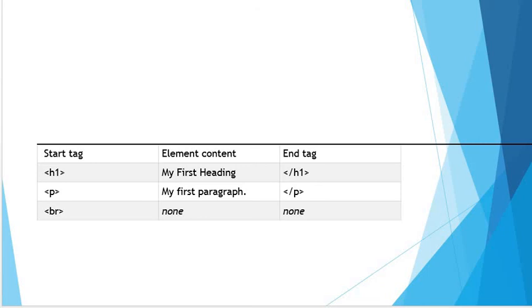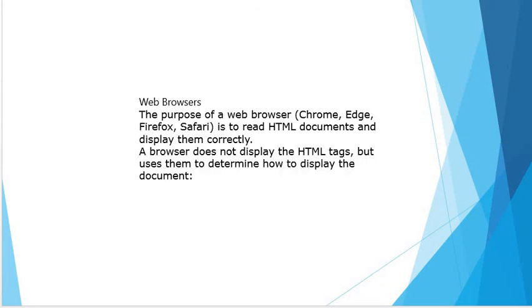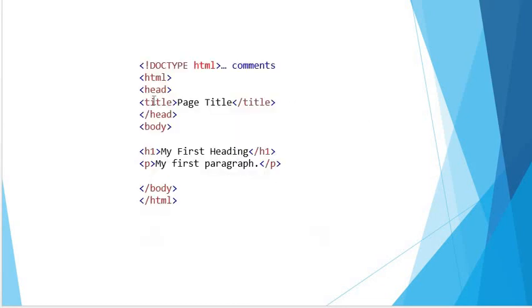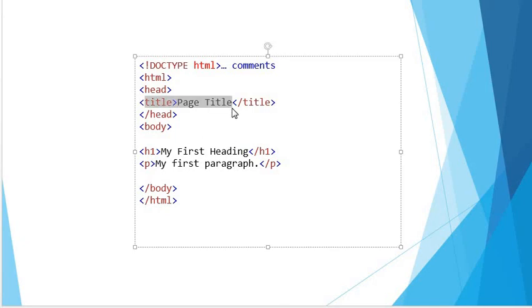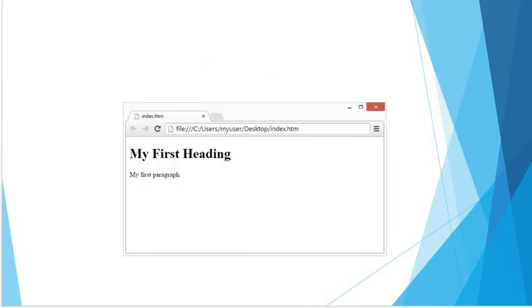The break tag is used to give some space in your contents. So what kind of web browser can you use? You can use Chrome, Edge, Firefox, or Safari to read the html documents and display them correctly. The browser does not display the html tags, so whatever tags you use here will not be displayed. It will display only the page title in the title, then the header as my first heading, my first paragraph, and so on. This is how the output will be.